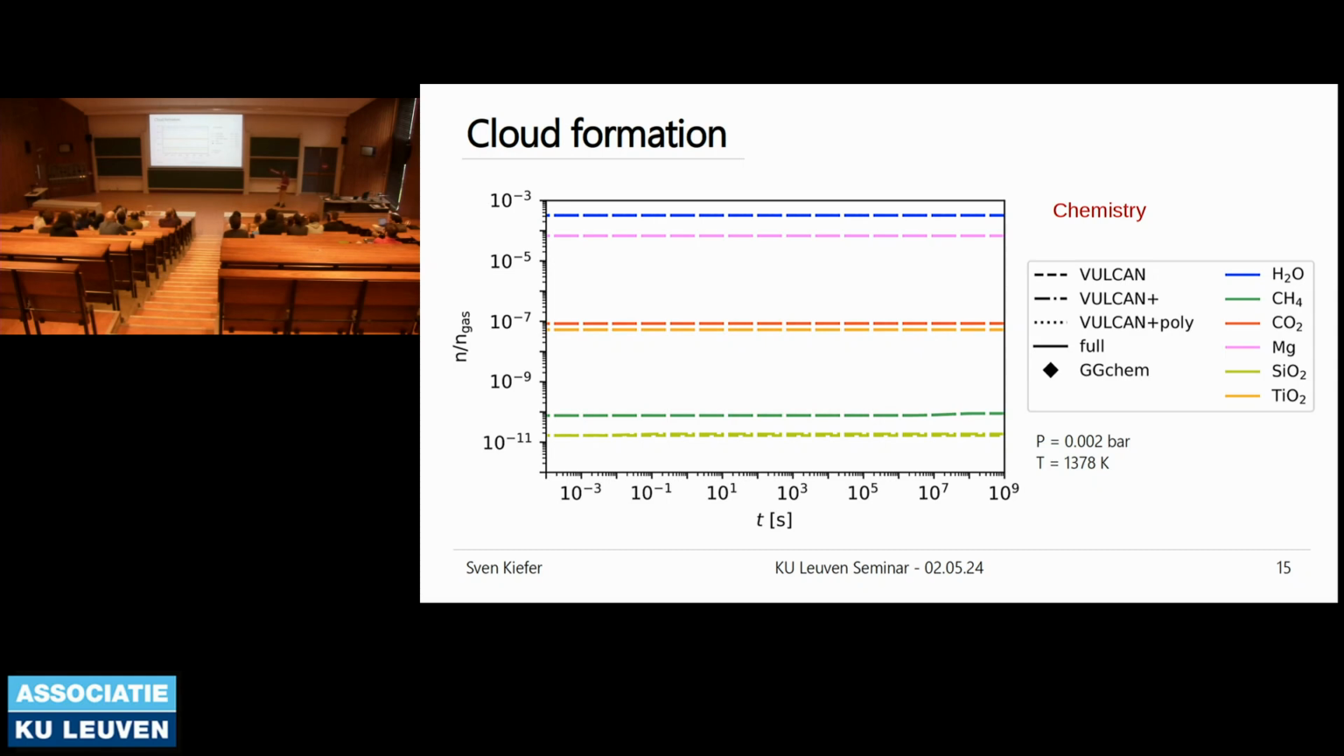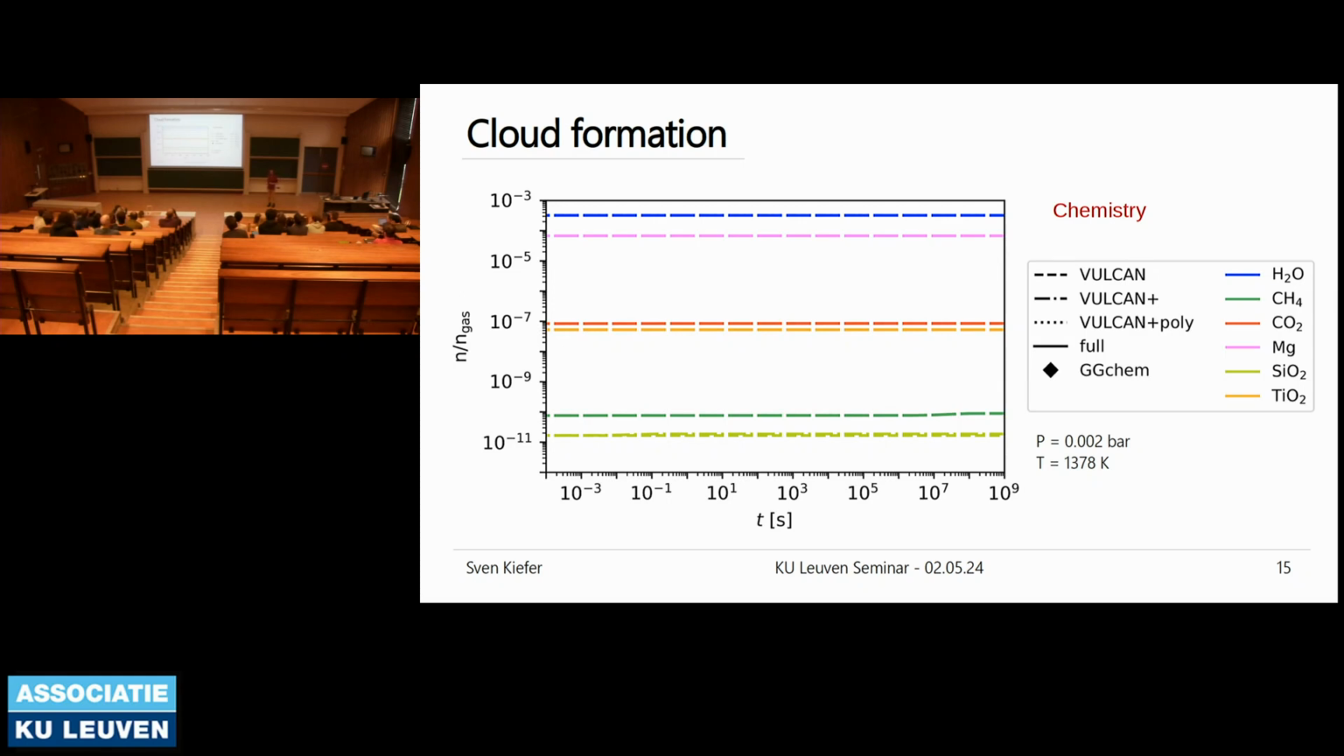And what you can now see here, those very nice straight lines, is basically just the case where we start from chemical equilibrium. We give it the kinetic chemical network, but since it is already in equilibrium and there are no disequilibrium processes present at the moment, it will just stay in equilibrium. But what we're really interested in is what happens if we now couple the clouds to that.